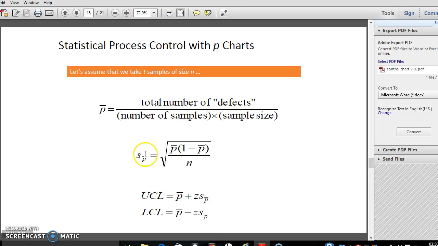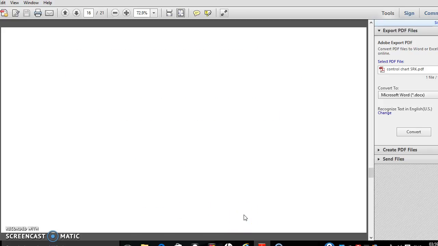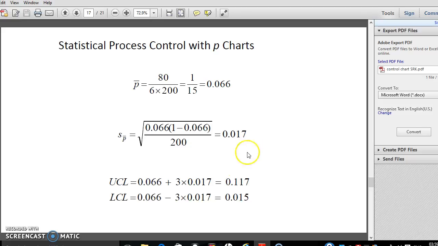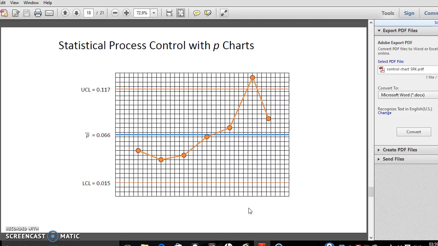So here P bar is equal to the total number of defects upon the number of samples times the sample size. Sigma P bar is equal to the square root of P bar times (1 minus P bar) upon n. So UCL is equal to P bar plus Z sigma P bar, and LCL is equal to P bar minus Z sigma P bar. Now from this calculation we can find the UCL and LCL: 0.117 and 0.015. So we find the chart.